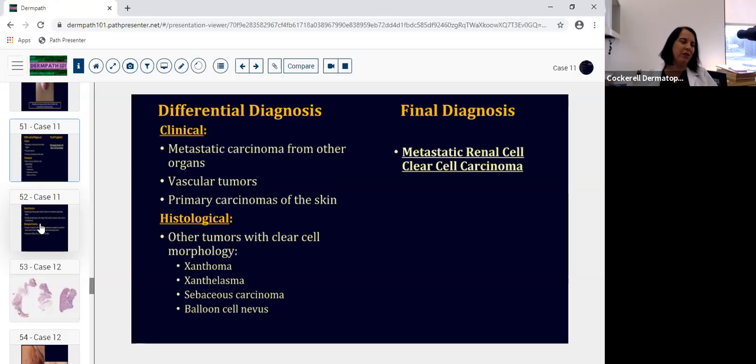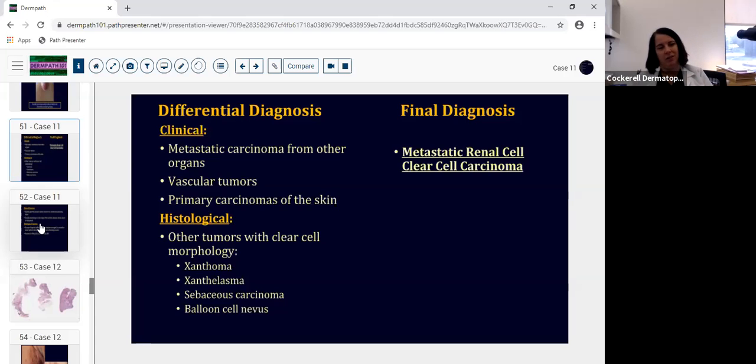It looked kind of vascular clinically. Histologically, I wouldn't confuse this with a xanthoma because the cells look malignant. Xanthelasma, I wouldn't think these were foamy histiocytes. Sebaceous carcinoma, we talked about that. You'd see more basaloid cells. And if you have to, do the PAS. The PAS should be negative with sebaceous carcinoma and positive with this renal cell.